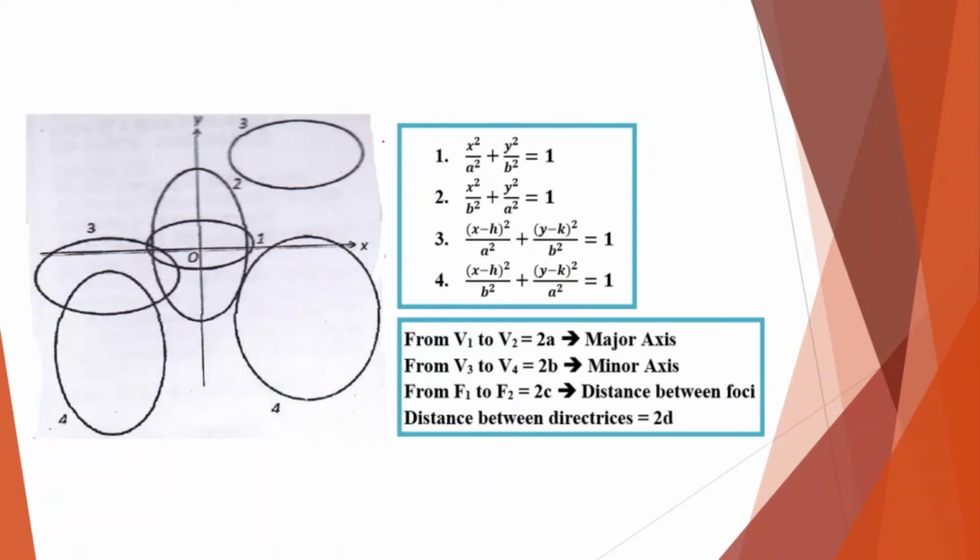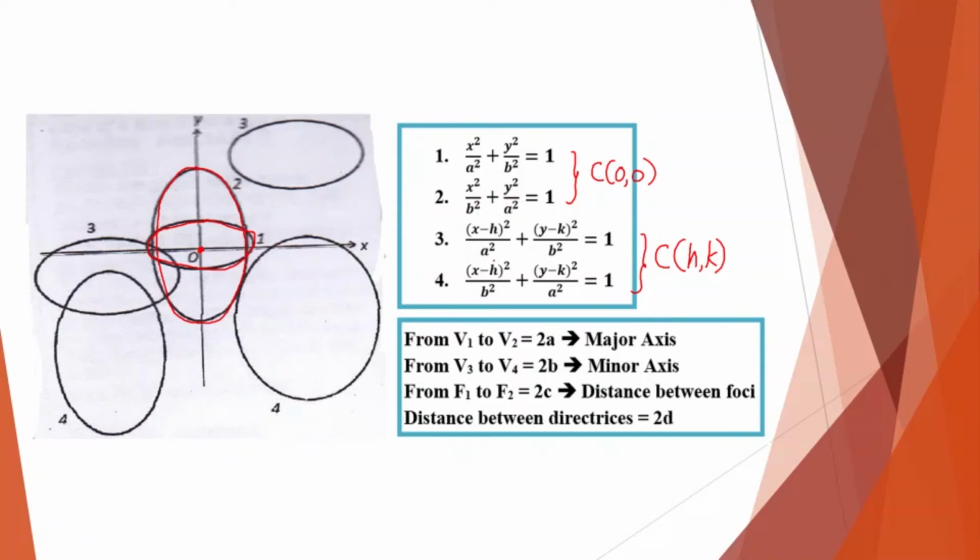Now, the standard equations for an ellipse. This first equation has its center at 0, 0, while these two have a center at (h, k). For the first ellipse, the center is at 0, 0, so the equation is x squared over a squared plus y squared over b squared is equal to 1. For the second ellipse, elongated with respect to y, the equation is x squared over b squared plus y squared over a squared is equal to 1.